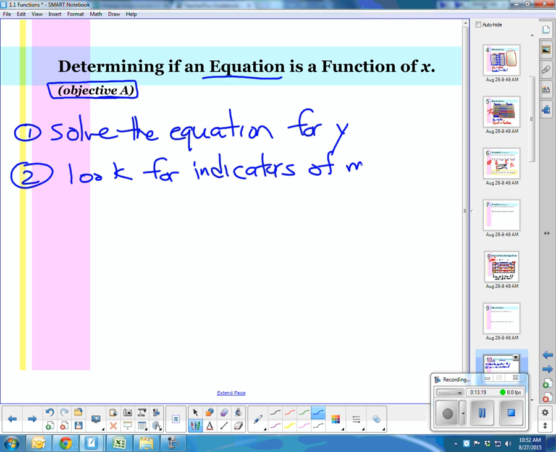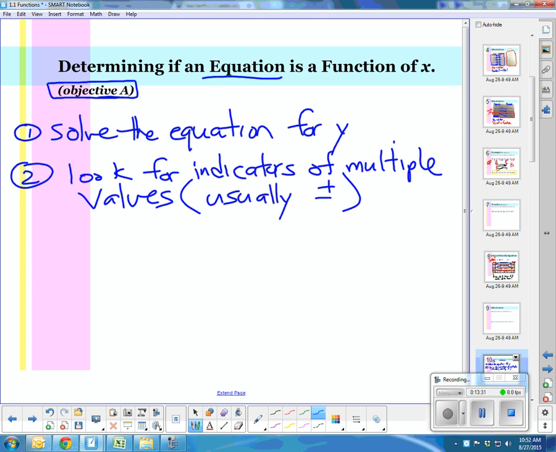And then after that, look for indicators of multiple values. And I'll put a note on here. Usually, that means you're going to have a plus minus within your solving process. That's kind of the biggest one of them all. That'll take care of like 95% of any possibilities.